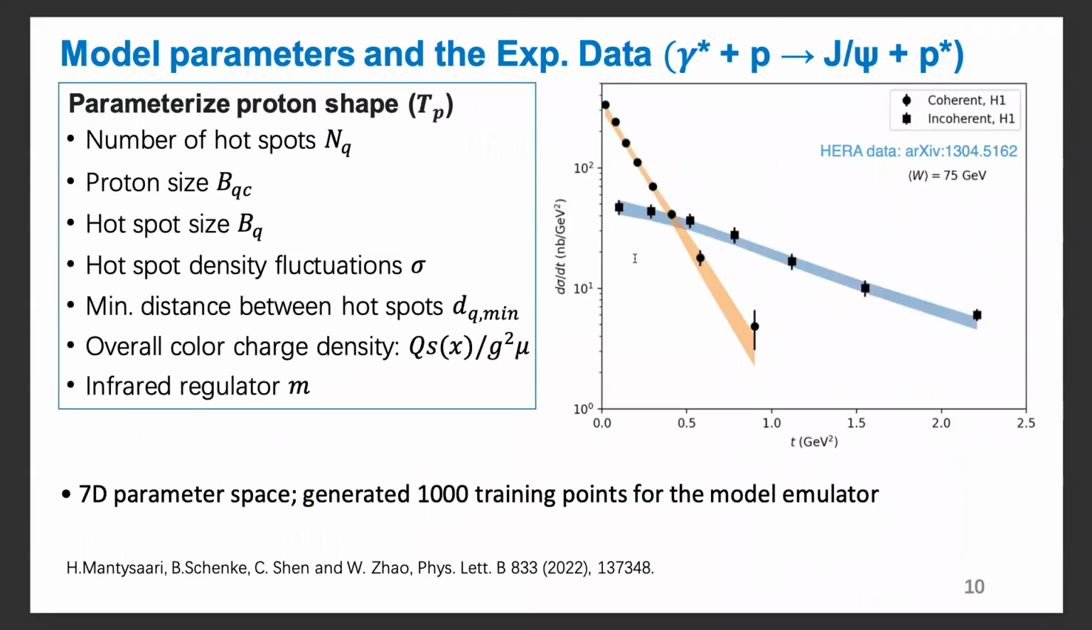And let me summarize our model parameters. In describing the proton shape, we have 7 parameters. For example, the number of hotspots N_q, the proton size B_qc, the hotspot size B_q, and the hotspot density fluctuation sigma. We also introduce the minimum distance between hotspots, d_q minimum.